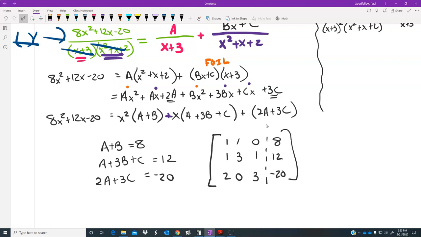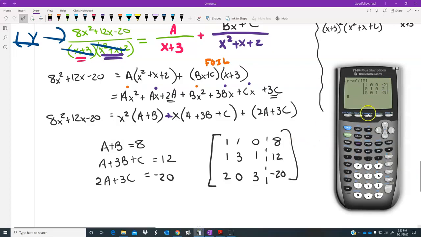Now I'm making sure you put the 0 here in the middle of this one because there's no B value for the second or third equation. Now let's see if I can RREF this information. We'll go to second matrix and edit a 3 by 4 still. It's kind of nice that they've still been staying 3 by 4. 1, 1, 0, 8. 1, 3, 1, and 12. And 2, 0, 3, and finally -20.